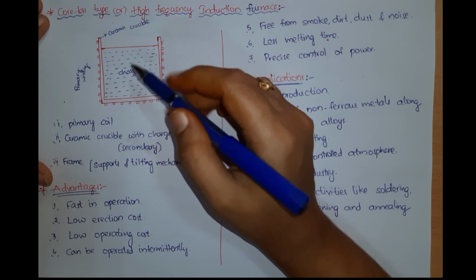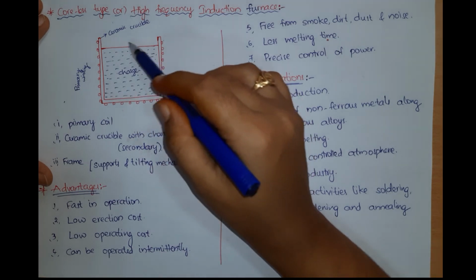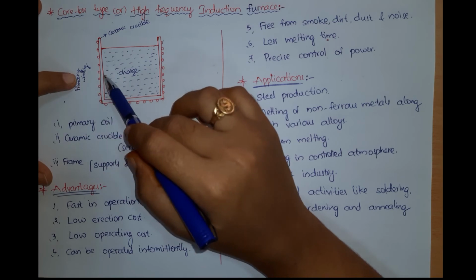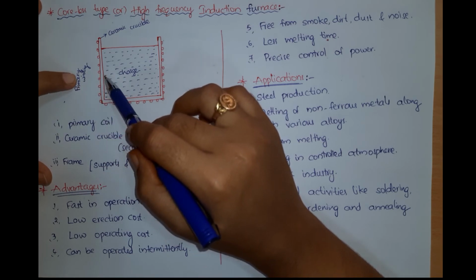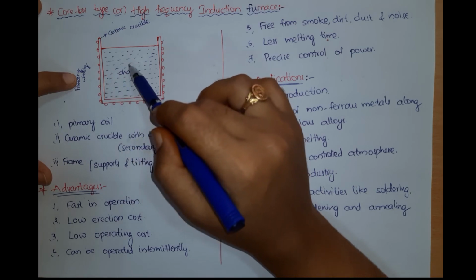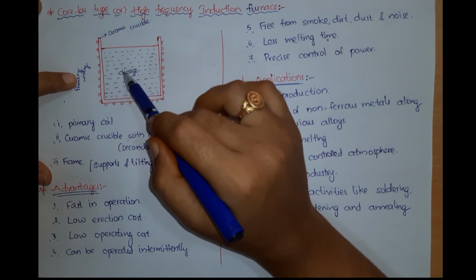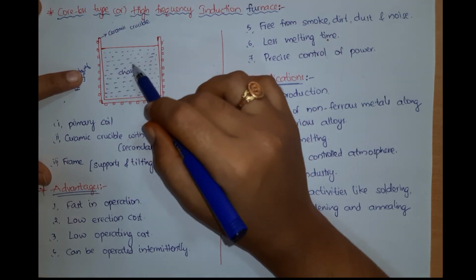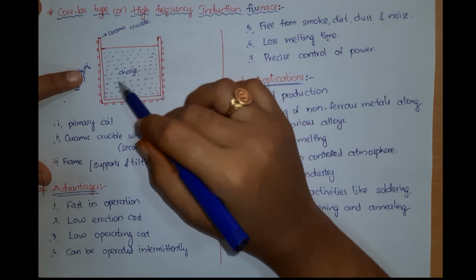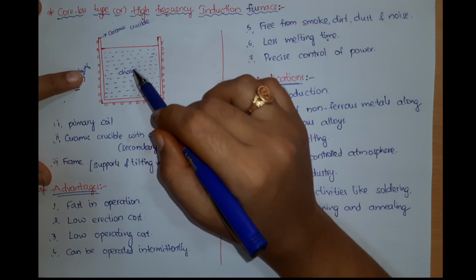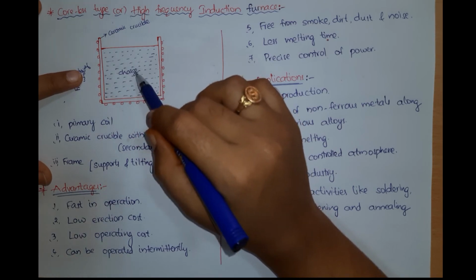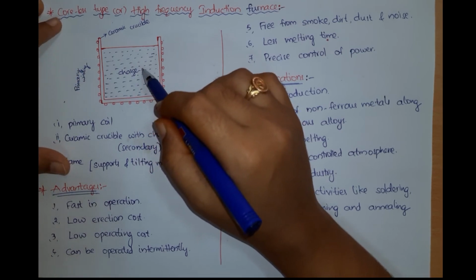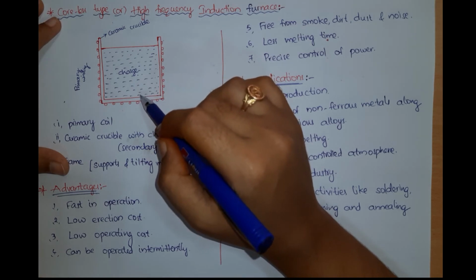Coming to the working principle, when the charge is put inside the furnace and high frequency AC is provided to the primary winding, the flux created will set up eddy currents in the charge, which tend to flow concentrically inside the charge. These eddy currents heat up the charge to its melting point, and due to the electromagnetic forces, a stirring action happens inside for the achievement of uniform quality of the metal.